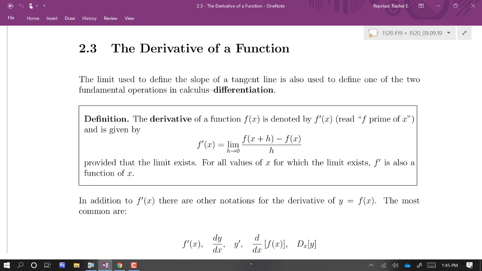Okay, so this limit that we've been working with, this m-tan, has a special name in calculus. It's called the derivative of the function. So when you talk about an expression for the slope of a tangent line, it's the same thing as saying find the derivative. A derivative of a function is simply another function, but it describes how your function changes.